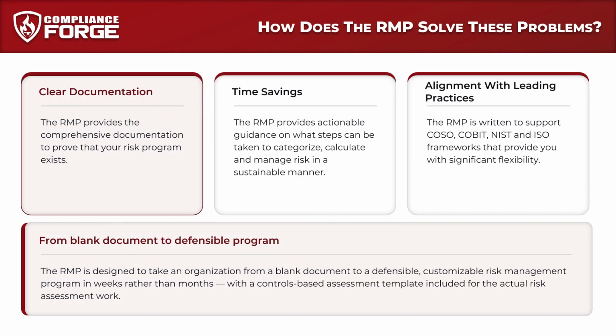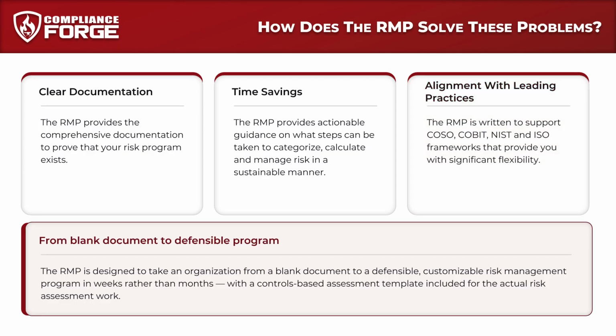The first is clear documentation. The RMP provides the comprehensive documentation to prove that your risk program exists. The second is time savings. It provides actionable guidance on what steps can be taken to categorize, calculate, and manage risk in a sustainable manner. And the third is alignment with leading practices. The RMP is written to support COSO, COBIT, NIST, and ISO frameworks, which provide you with significant flexibility. It is designed to take your organization from a blank document to a defensible, customizable risk management program in weeks rather than months, with a controls-based assessment template included for the actual risk assessment work.